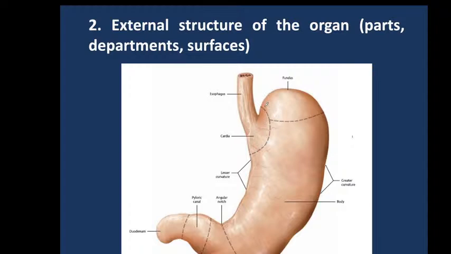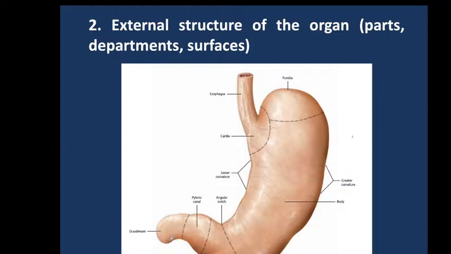And you see the line that divides the stomach into different parts. These parts we call cardia. This one we call fundus. This is the body of the stomach, or corpus, and this is the pyloric channel. Here is the lowest part of the stomach.